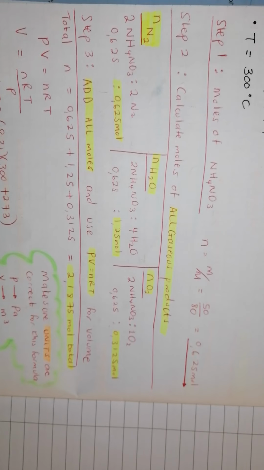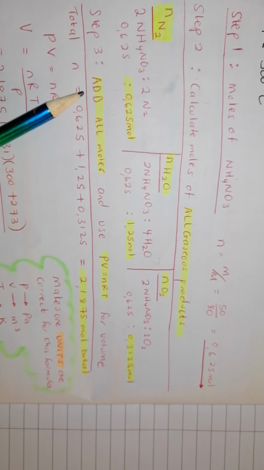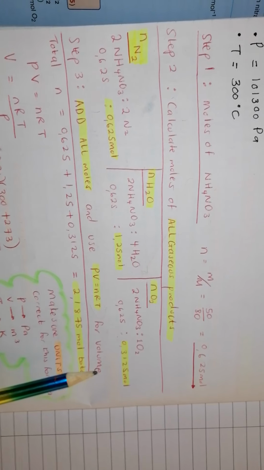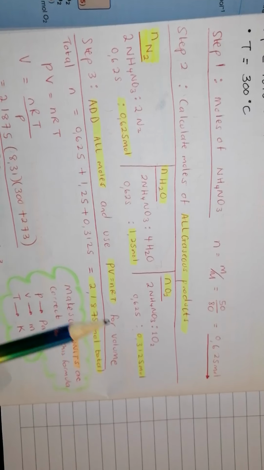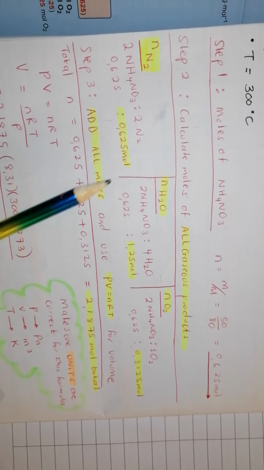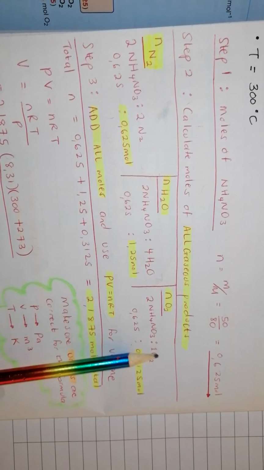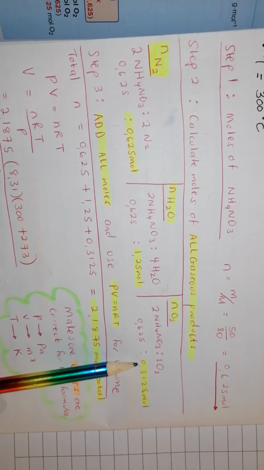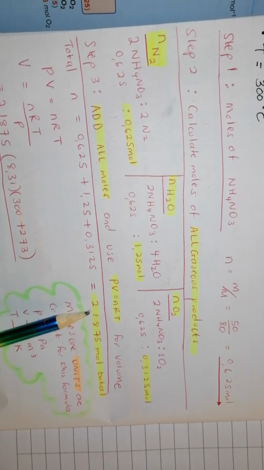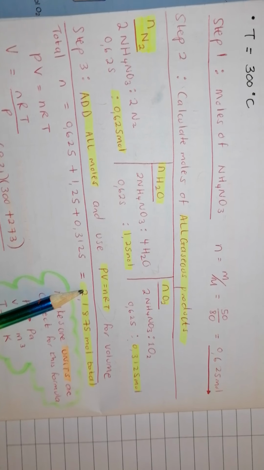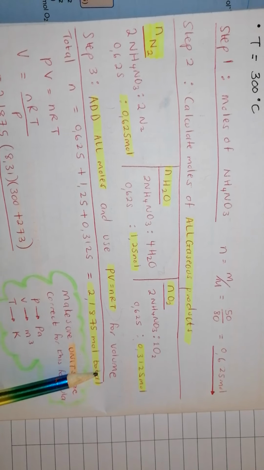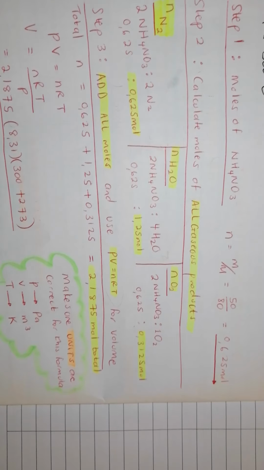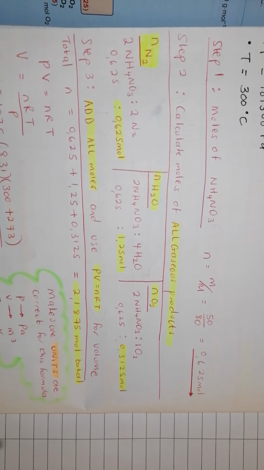Then step 3, which is almost always the last step, is to add all of the moles that you have and then use the formula PV = nRT to calculate the volume. First we have to add up all of these moles. We're going to add the moles of nitrogen, of water, and of oxygen. So 0.625 + 1.25 + 0.3125 gives you total moles of all the gaseous products to be 2.1875 moles in total. And this is only the moles of the gases. Just remember that we're not working with solids, aqueous or liquids. It's only for gases, and that's it.